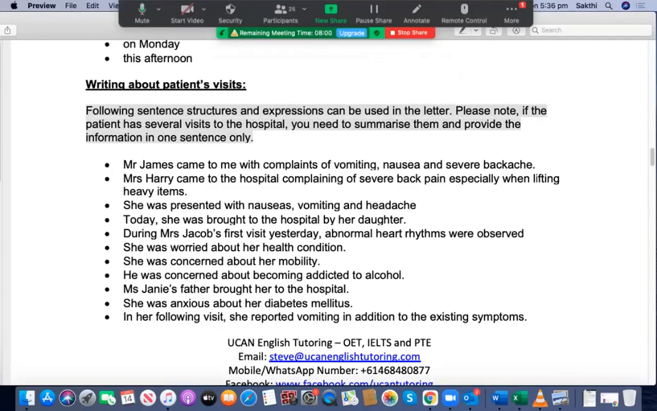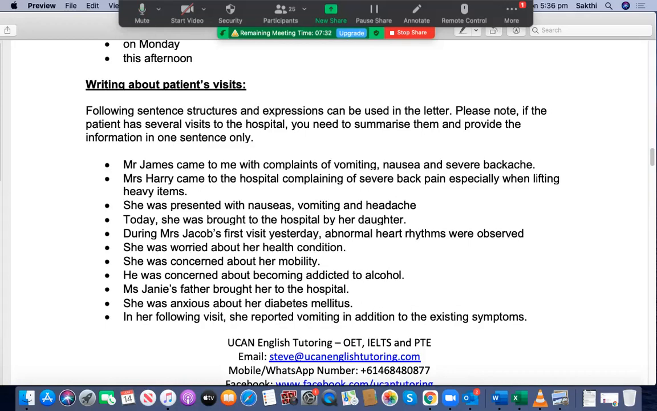The following sentence structures and expressions can be used in the letter. Please note, if the patient has several visits to the hospital, you need to summarize them and provide the information in one sentence or possibly 2 sentences. Not more than that. If you have some relevant information from the previous visits, please try to summarize them. Don't try to write down every date and the events that occurred in every visit. It's not good.